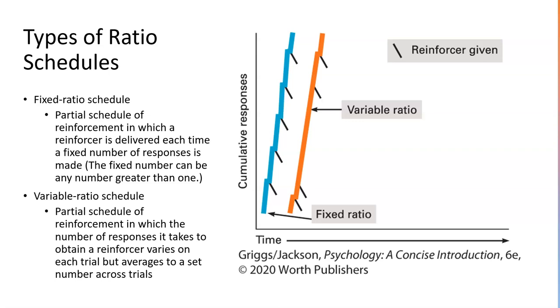Generally speaking, with the fixed ratio, the little slanted line shows when the reinforcer is given. So the organism, whether it's a rat or a person, knows exactly how many responses it's going to take. So they're going to speed up as they close in on that goal. With a variable ratio, you're just going to hit the bar as fast as you can without those jumps in responding toward the end.